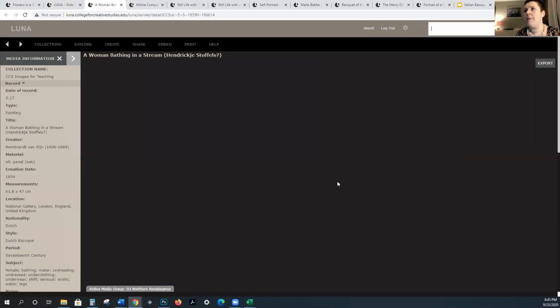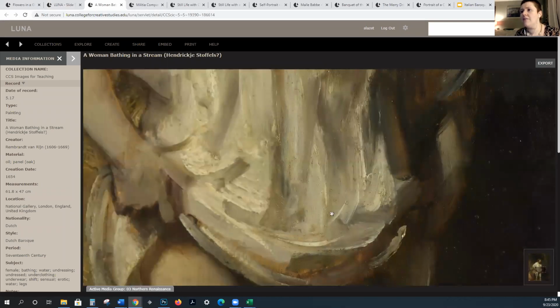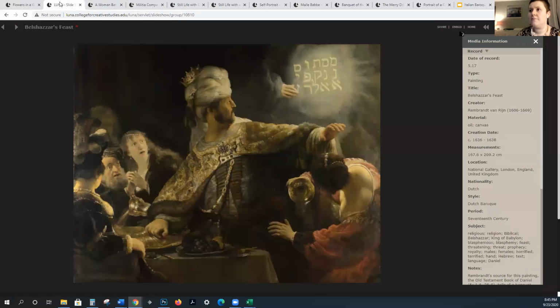So, and I'm going to try to hurry up because I know I've been talking for a while. So again, right, you can see the texture, okay, the impasto, how loosely painted this is.